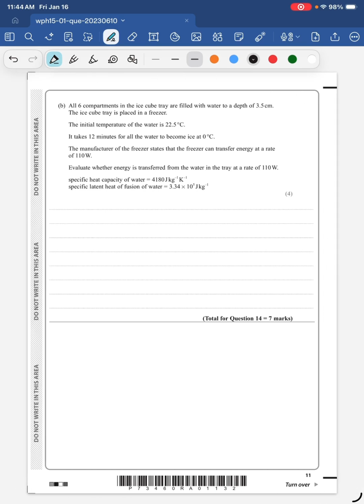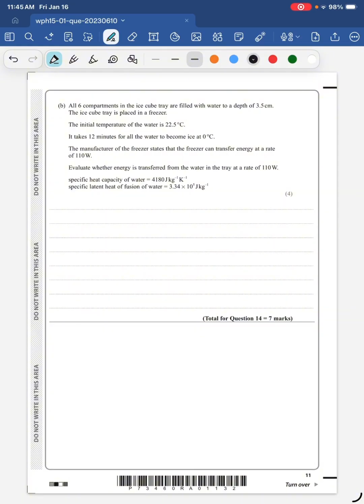B. All 6 compartments in the ice cube tray are filled with water to a depth of 3.5 centimeters. The ice cube tray is placed in a freezer. The initial temperature of water is 22.5 Celsius. It takes 12 minutes for all the water to become ice at 0 degrees Celsius. The manufacturer of the freezer states that the freezer can transfer energy at a rate of 110 watts. Evaluate whether energy is transferred from the water in the tray at a rate of 110 watts. They give you the specific heat capacity of water and the specific latent heat of fusion for water.